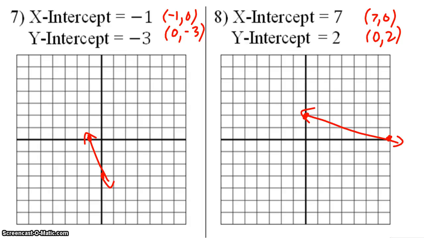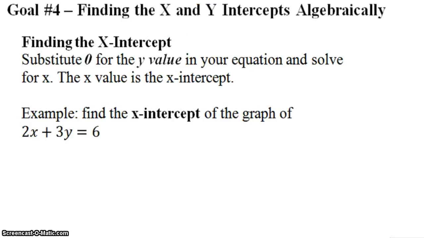What could also happen is we could actually have to find the x and y intercepts. To find the x and y intercepts, all you have to do is plug in 0 for the opposite value. So for example, if you want to find the x-intercept, you plug in 0 for the y value in your equation and solve for x. The x value is the x-intercept.